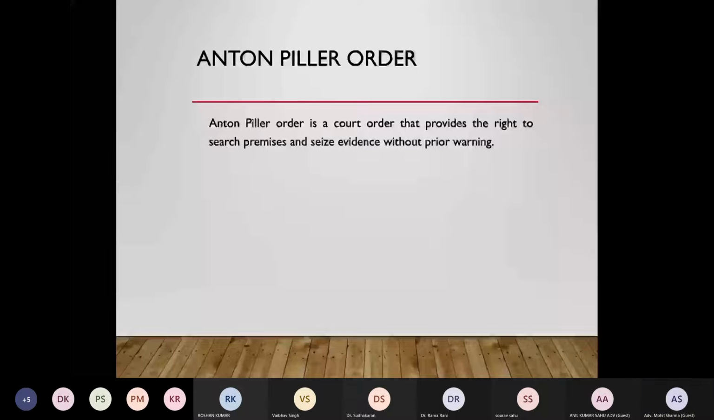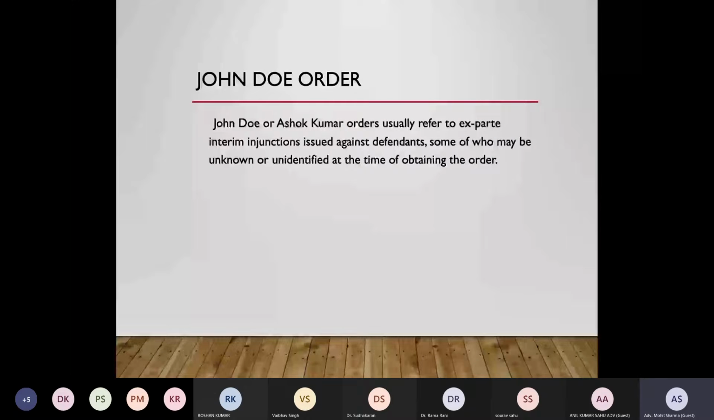Likewise, एक कॉन्सेप्ट और होता है आईपीआर में, that is John Doe orders. What is it? इसको समझते हैं. John Doe orders, or popularly known as Ashok Kumar orders, usually refers to ex parte interim injunctions issued against defendants some of whom may be unknown or unidentified at the time of obtaining the order.